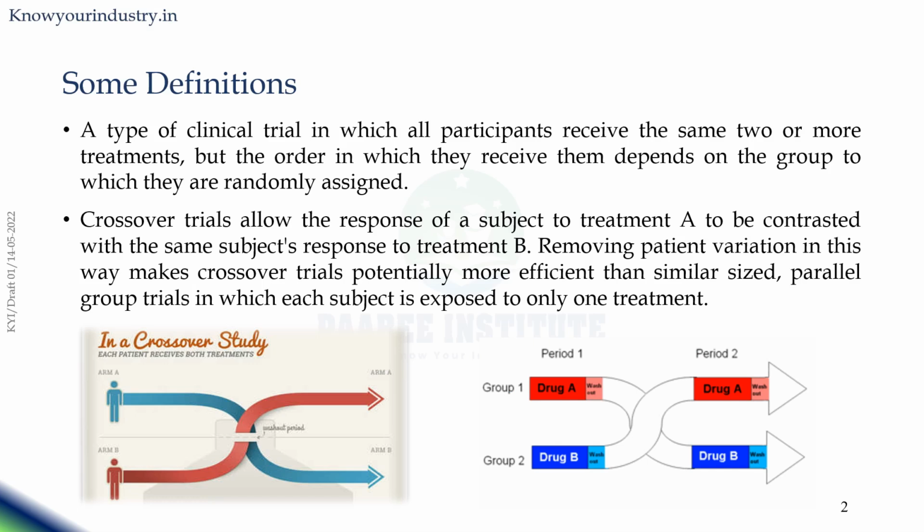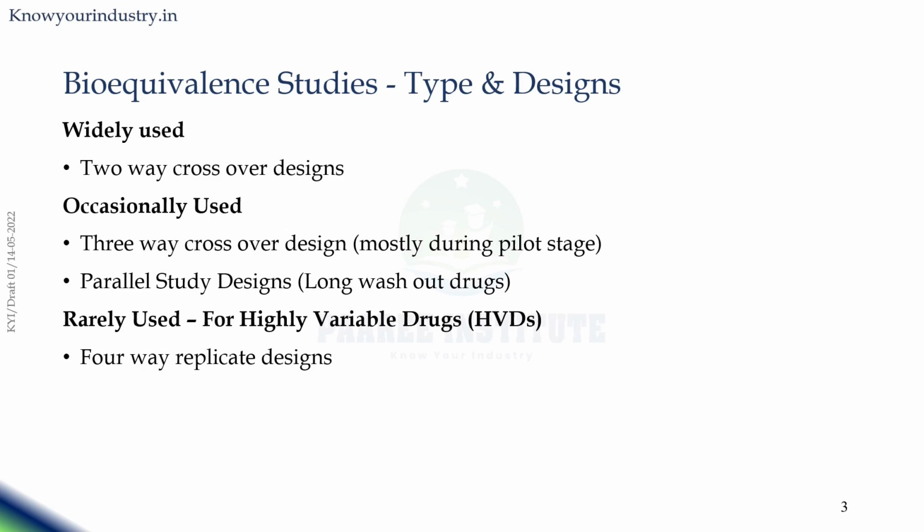So, removing patient variation in this way makes crossover trials potentially more efficient than similar sized parallel group trials in which each subject is exposed to only one treatment. Parallel group, for example, 30 subjects will be there in the study and 15 will be assigned to test, 15 will be assigned to reference. That's all. There won't be any crossover, so only the intersubject variability we can understand. The intrasubject variability won't be there, and these kinds of trials need more power, that means more sample size to conclude bioequivalence.